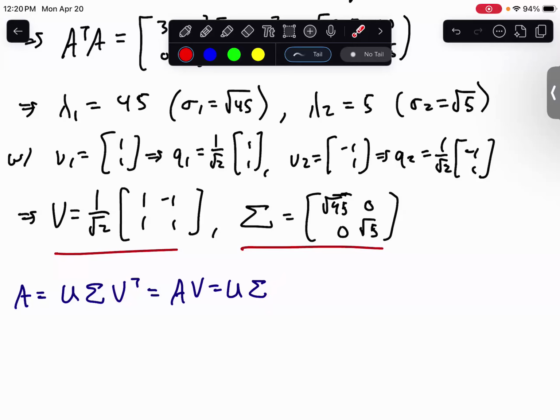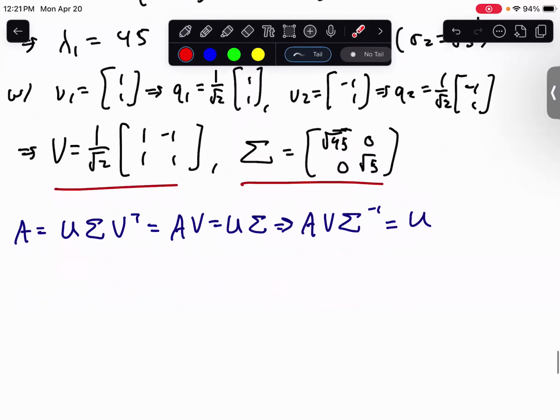And then we have that sigma. In this case, it's a diagonal matrix. It's invertible. So you can then write that this is going to be A times V times sigma to the -1 power is equal to U. So it's just a matter of computing this matrix product, and that'll tell you what U is going to end up being equal to. And so this is going to give us the following.